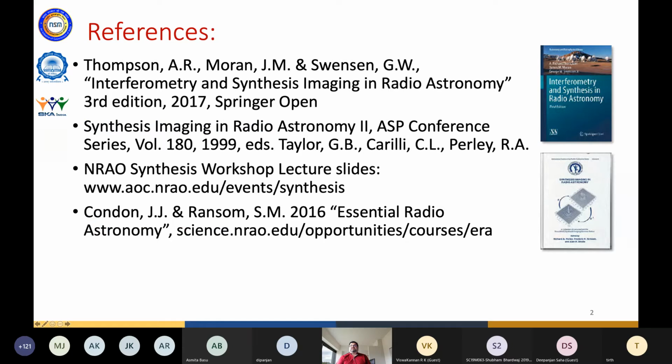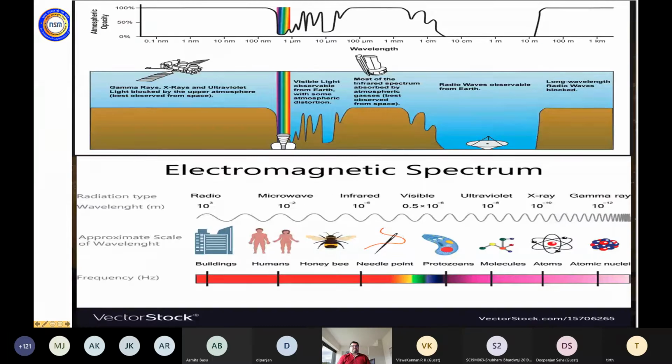For the younger crowd who are interested in radio interferometric imaging and synthesis imaging, these are the basic takeaway. Please, if you have not yet been introduced to these books, get them one way or the other. It will help.